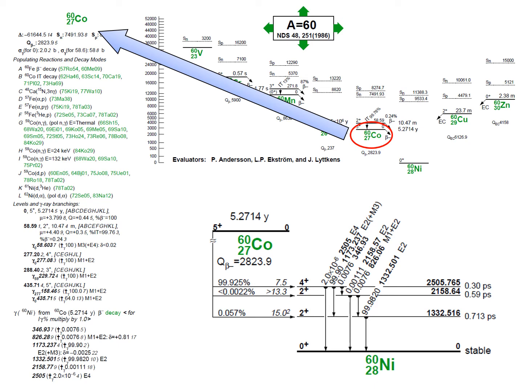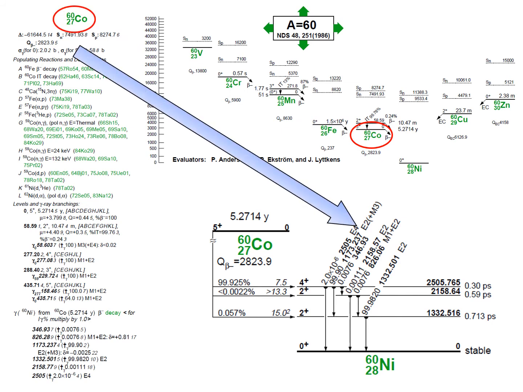If I clicked on this value here, it would bring me to here. And this is my decay scheme. This shows how cobalt-60, with a 5.2714 year half-life and a spin and parity of 5+, decays to nickel. As we see, 99.925% of the time it decays to this excited state of nickel. And then that excited state, 99.9% decays to this state, and then 99.98% of the time it decays down to the ground state.